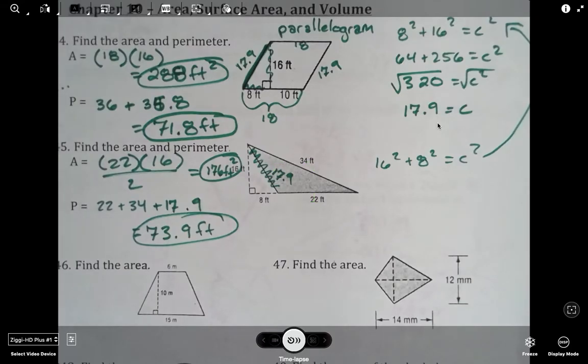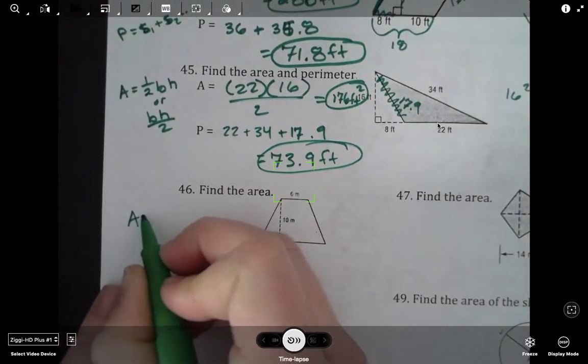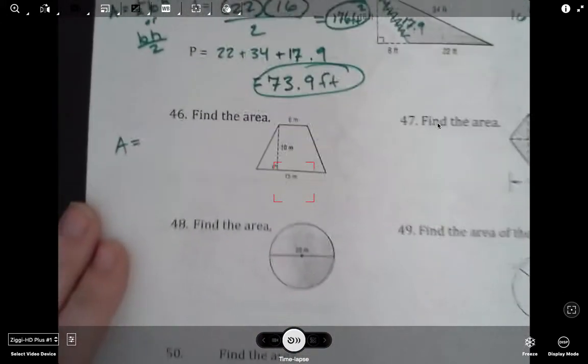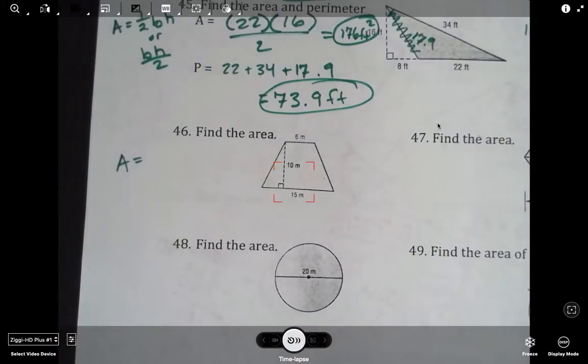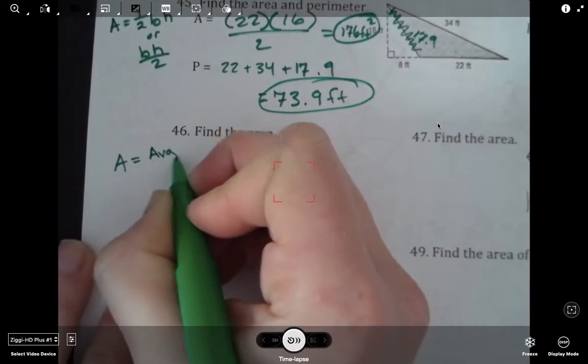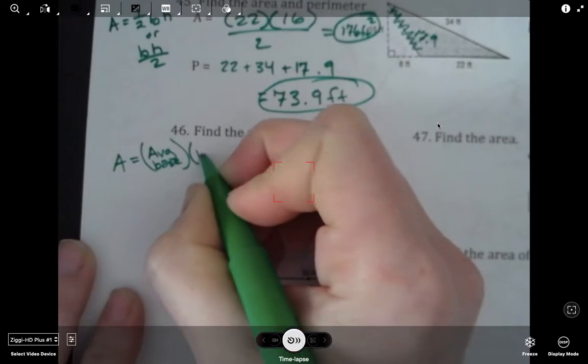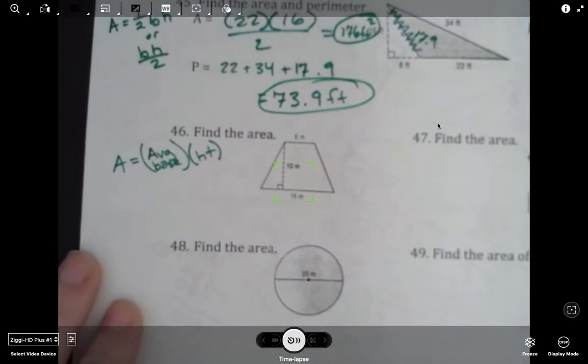Okay, 46 is a trapezoid. They want just the area of this guy. So we've got to remember the formula for area of a trapezoid. For a parallelogram, it's base times height, but I have 2 bases, right? So what do I do with the 2 bases? You average them together, right? So you take the average of the bases and you multiply by the height.